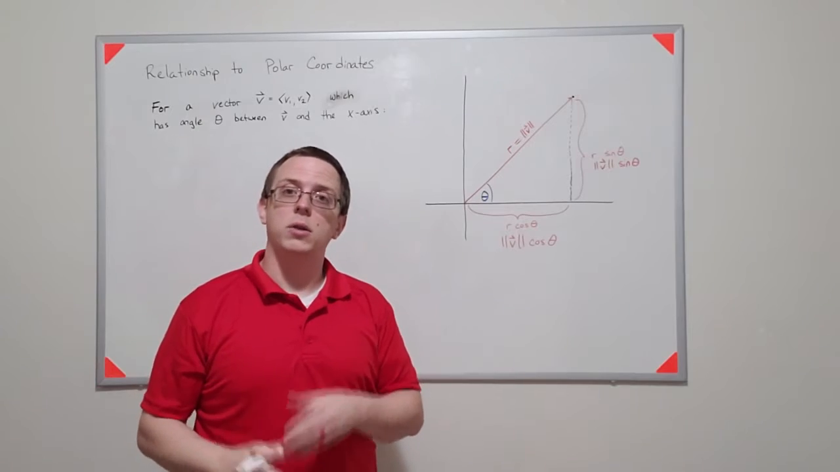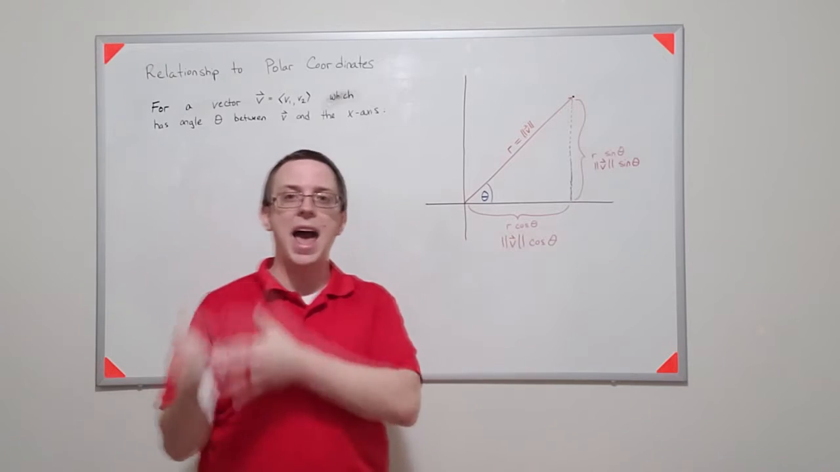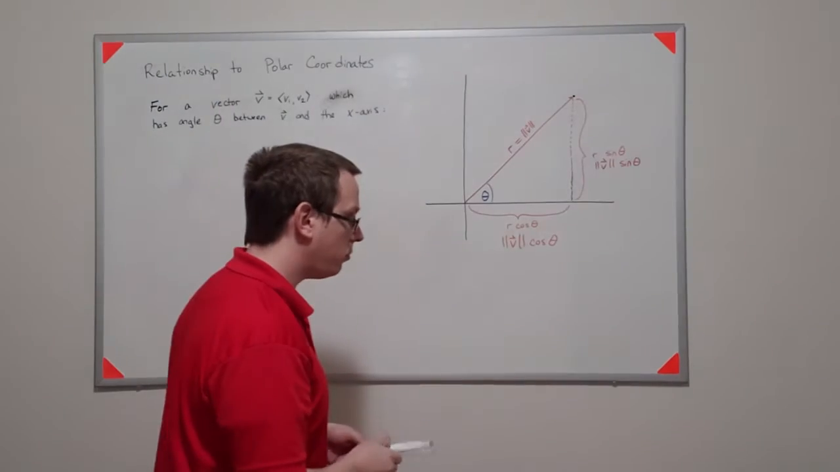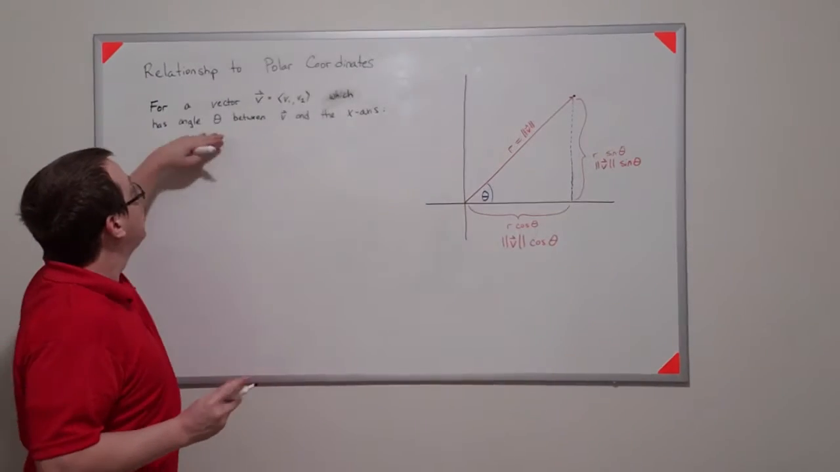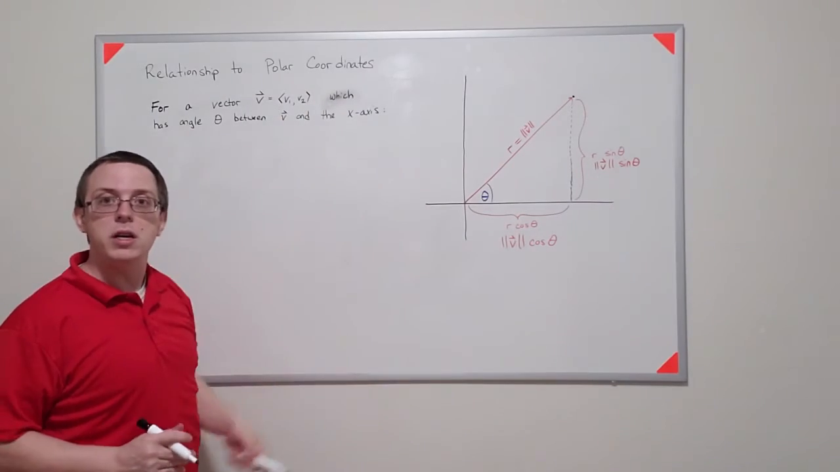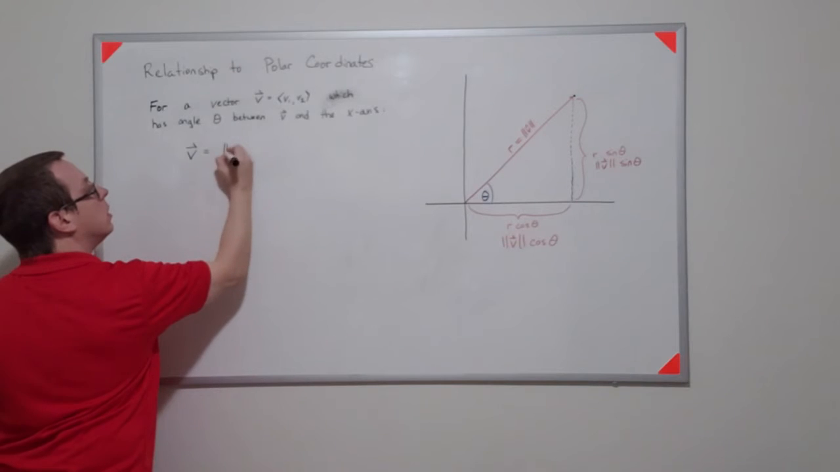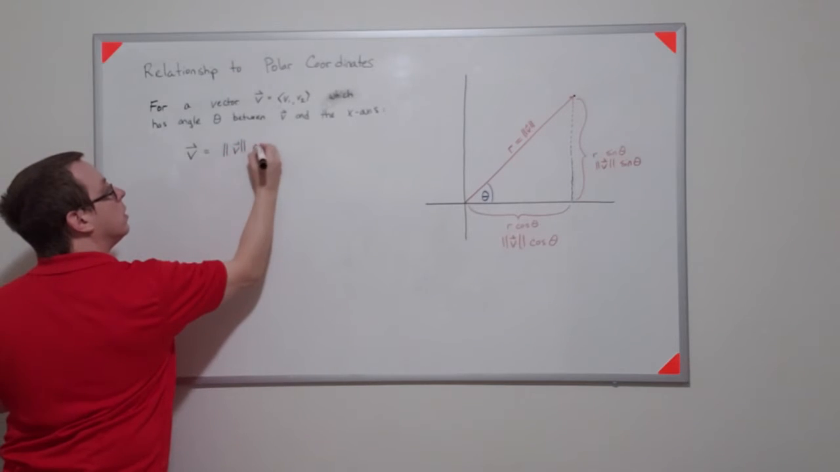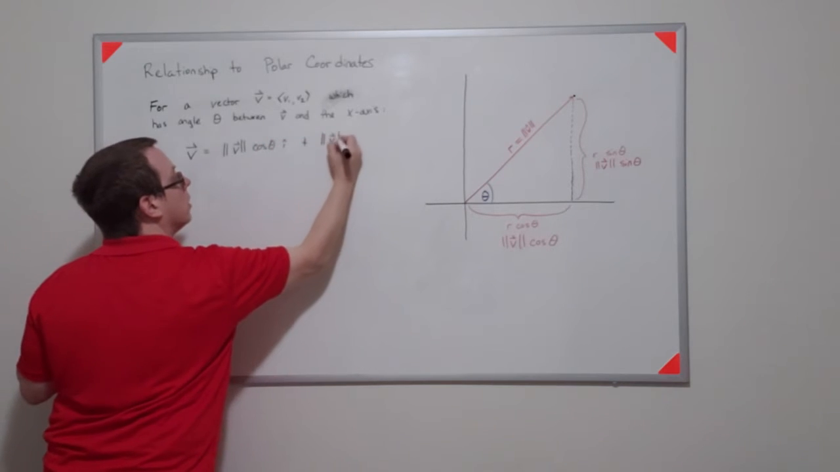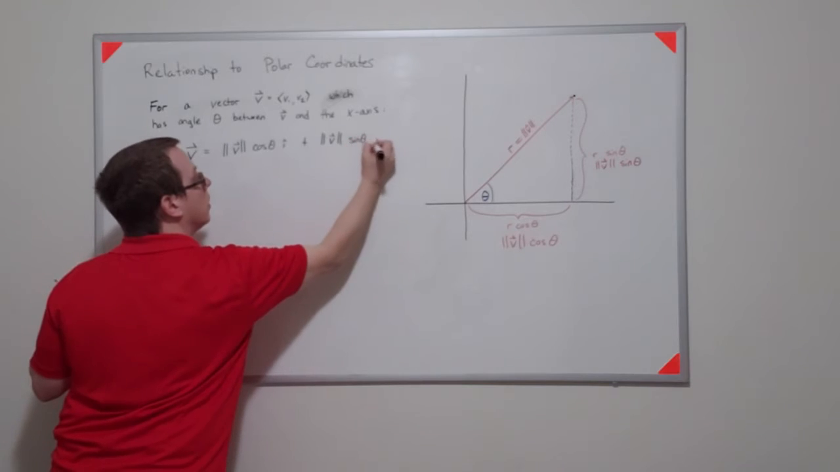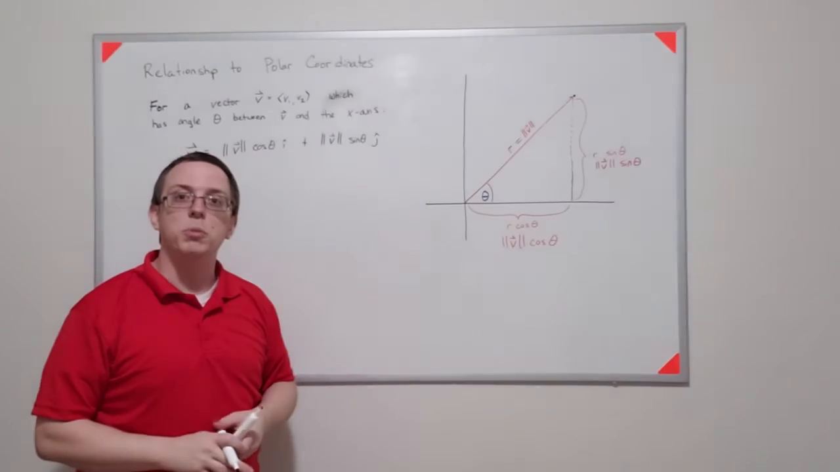So by knowing that, we can then form a vector using angles and magnitudes. So if we have a vector v with components v1 and v2, and it forms an angle theta between v and the x-axis, then we can use this format to be able to completely define that vector.